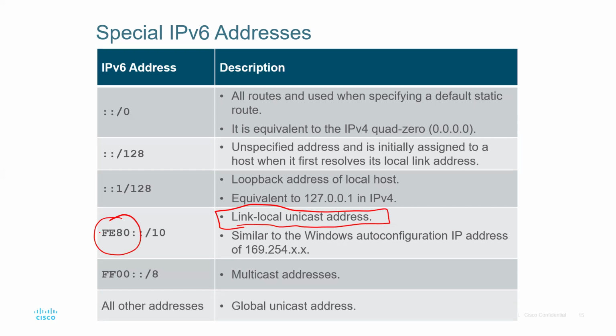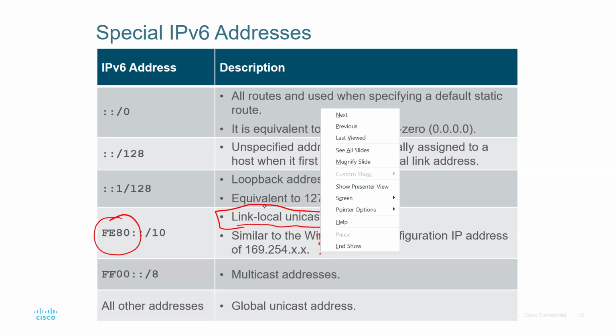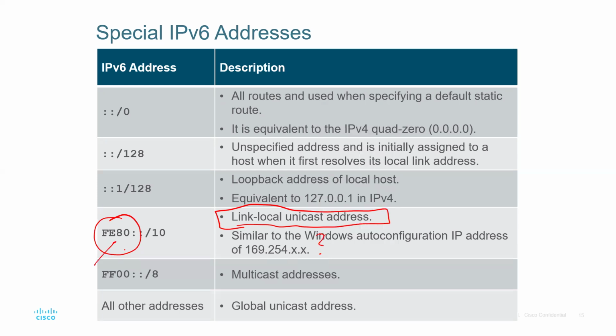It is similar to the Windows auto configuration IP address of 169.254, I say APIPA, auto configuration IP address. Leave this one here. Right, link local addresses FE80, very important. Whenever you see FE80, that's a link local address.